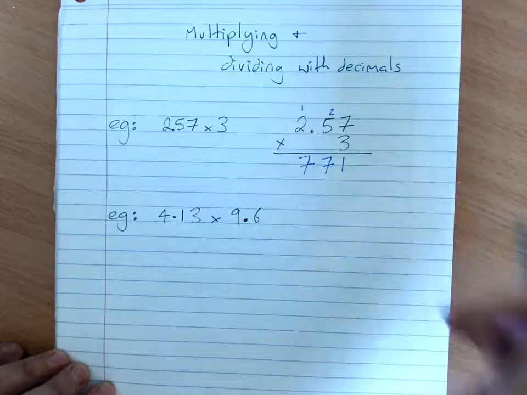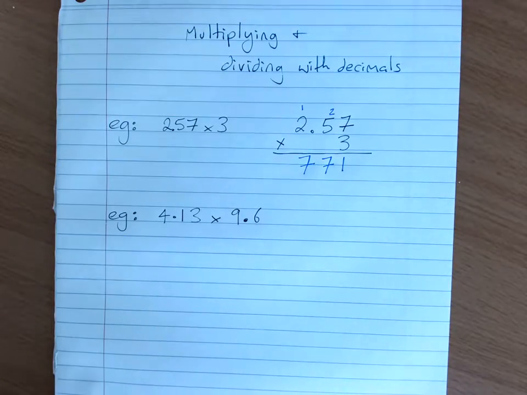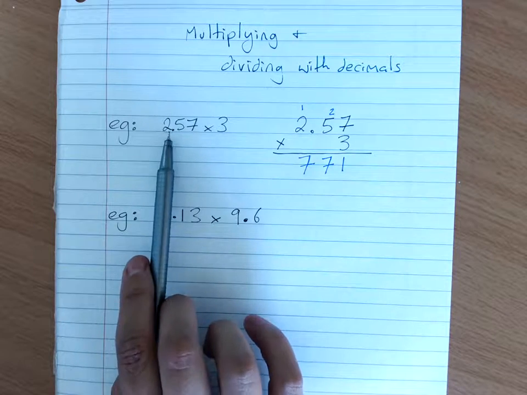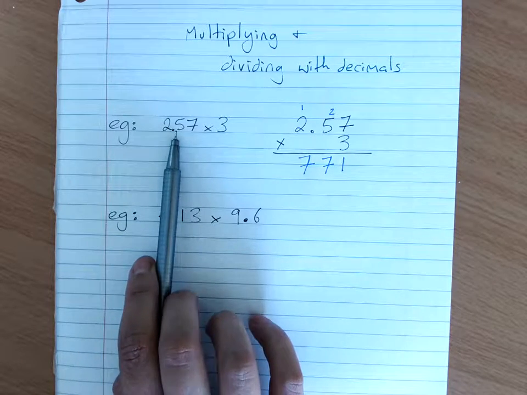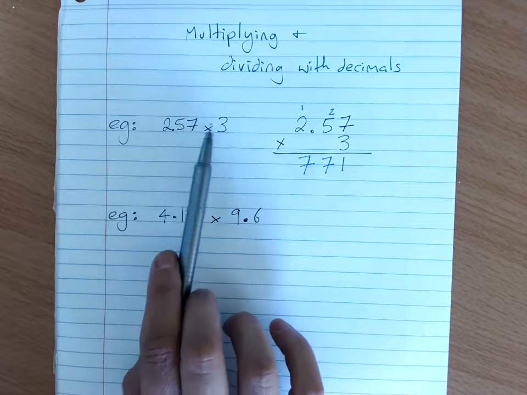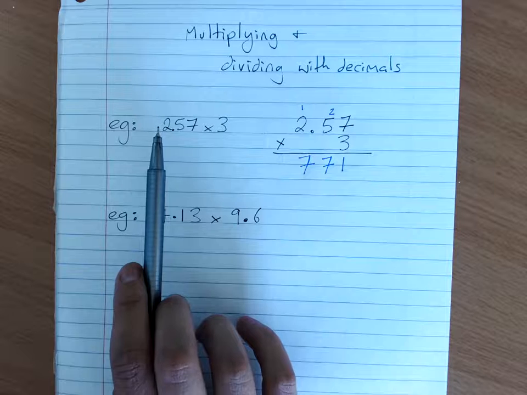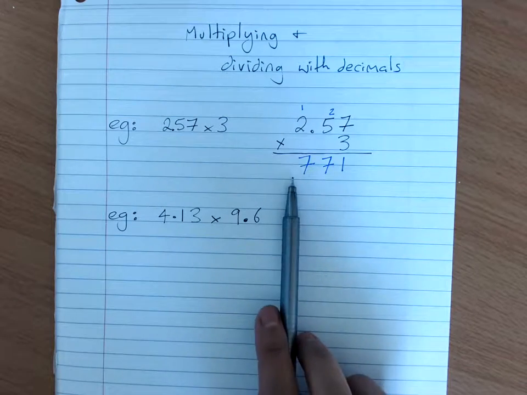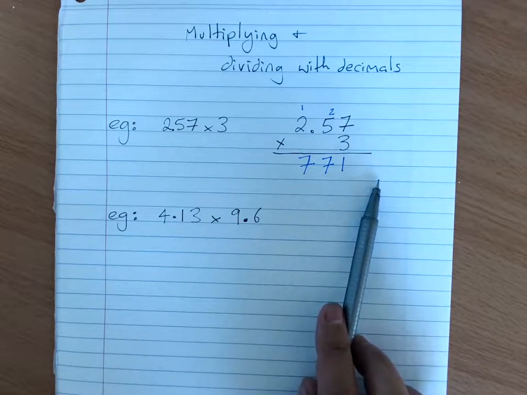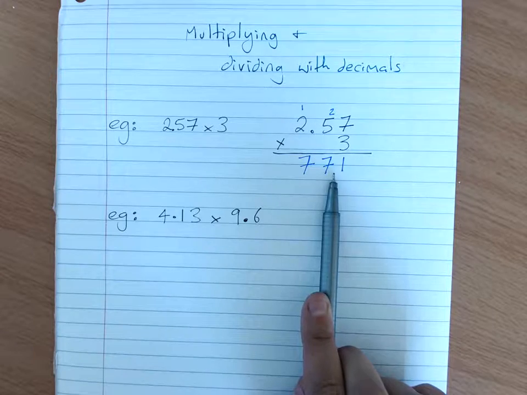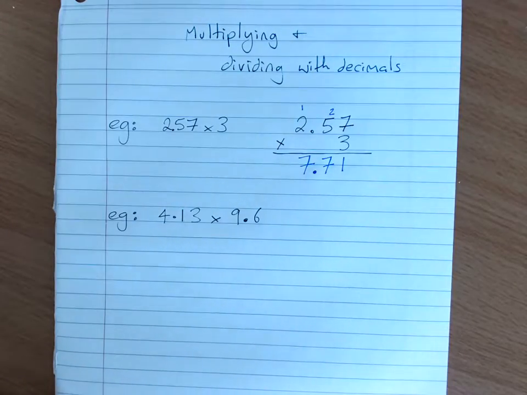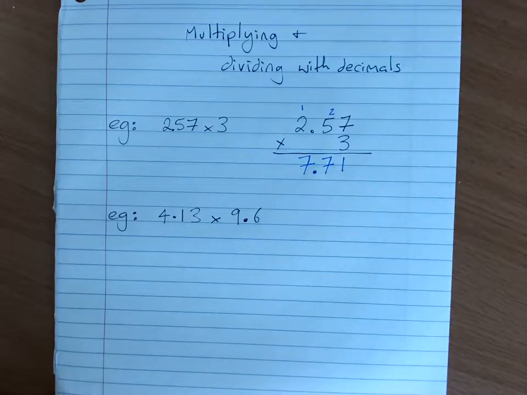7. Now, there's a trick to working out where we put the decimal point. And there's 2 suggestions that I want to make. One is, just make a bit of a guess. 2.57, let's say it's pretty close to 3. 3 times 3 would be? 9. Our answer should be pretty close to 9. It definitely shouldn't be 771. It shouldn't be 77.1. It should be 7.71. So first up, it's a really good idea to make a quick guess.